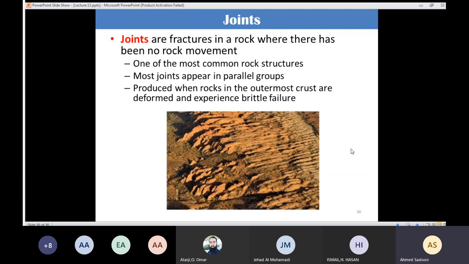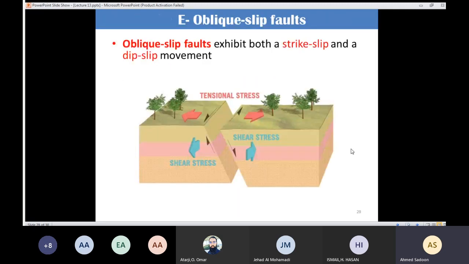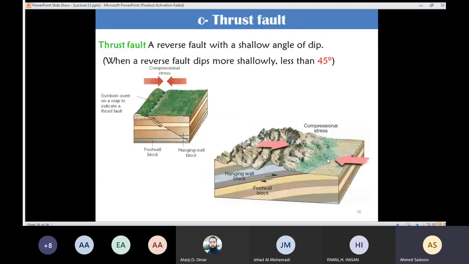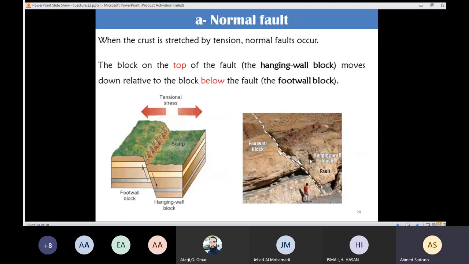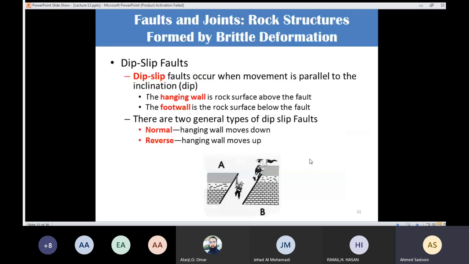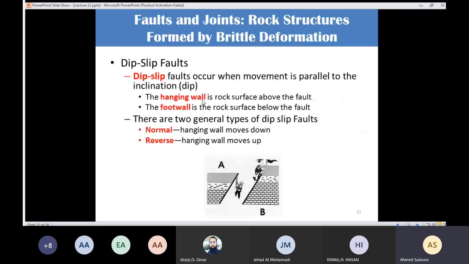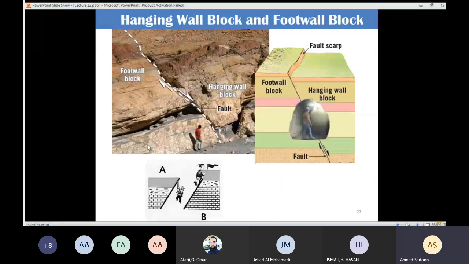Any questions so far here about the joints or about the faults? Very informative lecture. It's very important for us to review this one and know the strike direction, the dip direction, the difference between hanging wall and foot wall, and then the types are going to be easy for you, because like I said, the faults are described by their strike and their dip.